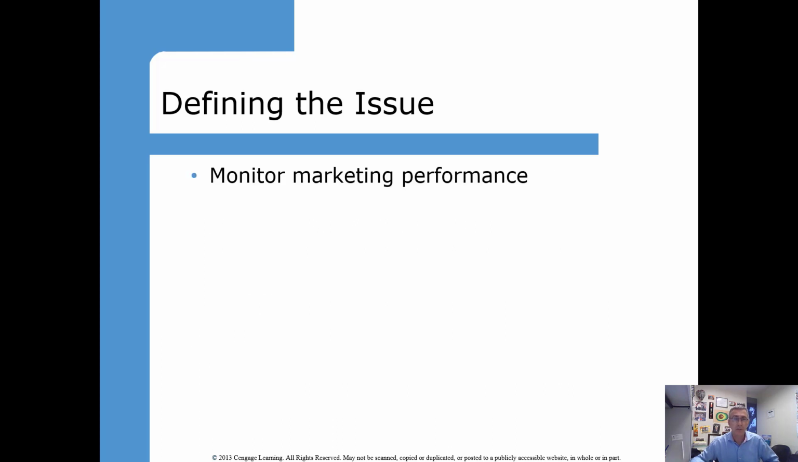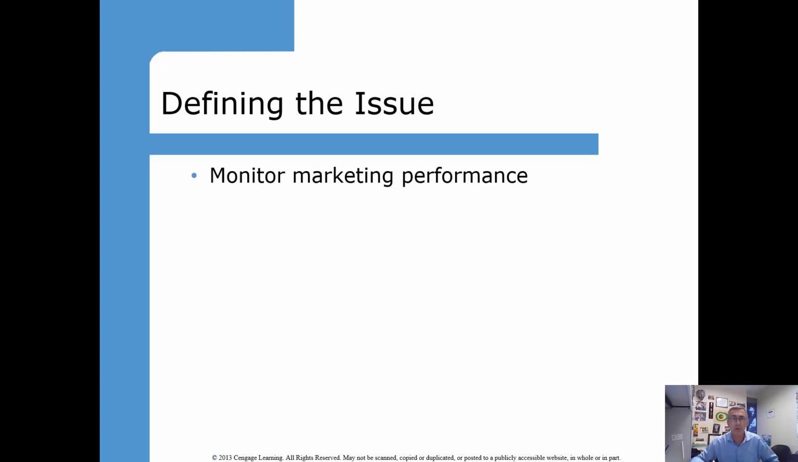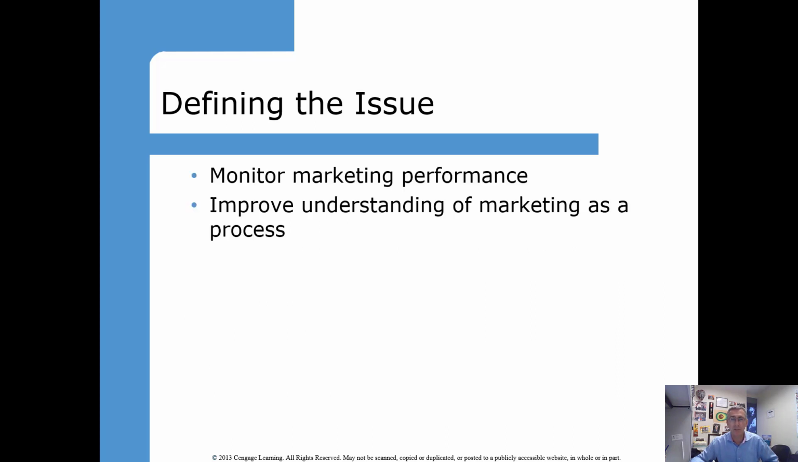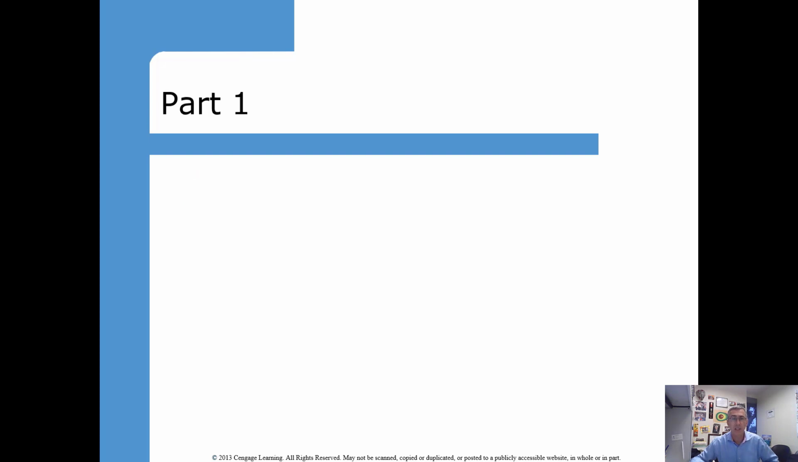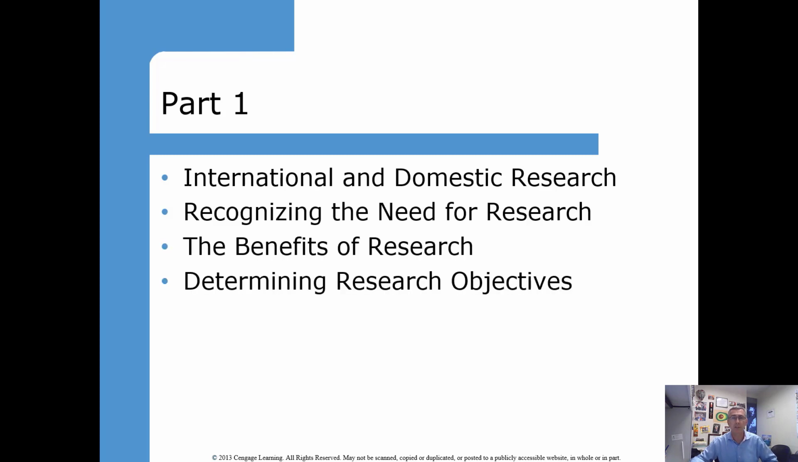Information is also used to monitor marketing performance. It's used to improve understanding of marketing as a process. And now we're going to start with our very first part. This is a quick little table of contents of what part 1 is going to be for us. We're going to look at international and domestic research, and recognize the need for research.